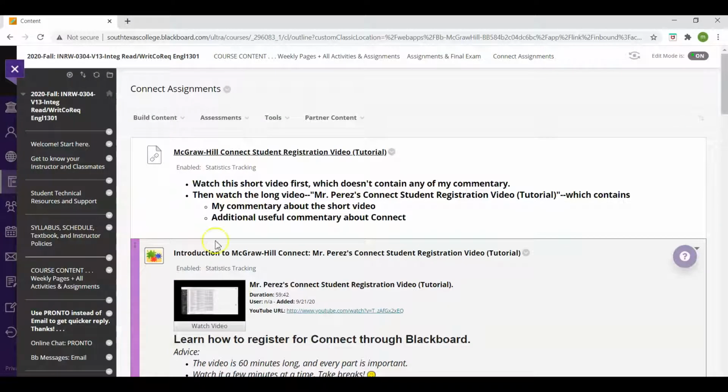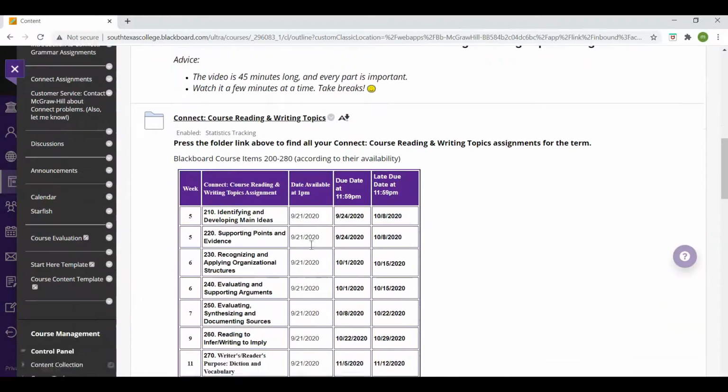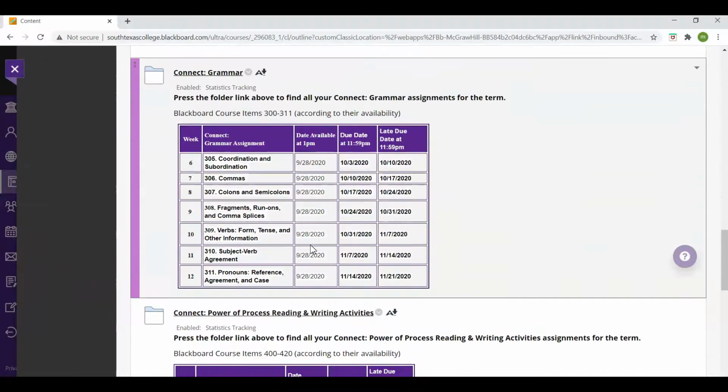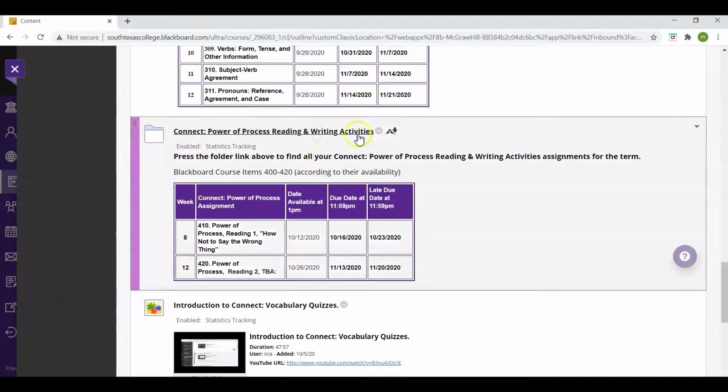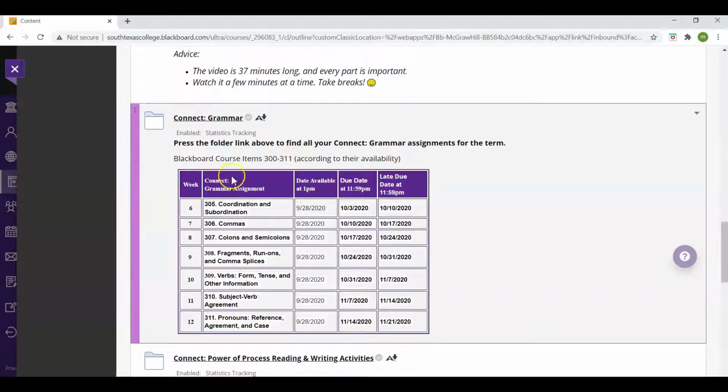Finally, we press on the link, and we scroll down to what we need, which is the Power of Process Reading and Writing Activities. And yeah, you also have a grammar assignment due, right? They became available in September, but there's an assignment that will be due this week on October 17th and then a late deadline on the 24th.